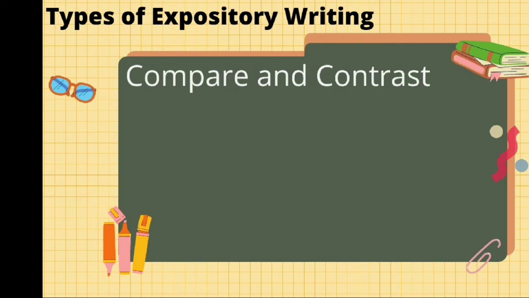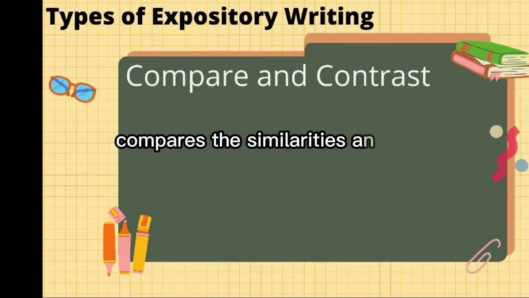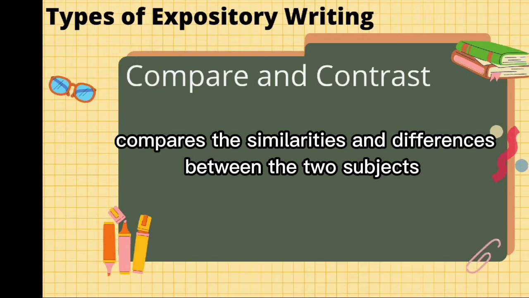The next one is compare and contrast. The writer compares the similarities and differences between the two subjects in this form of expository writing. Only when the subjects are in the same category is this feasible. For instance, consider a comparison between internal and external evaluation.